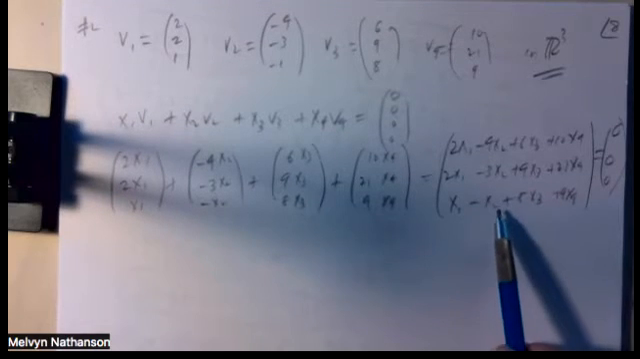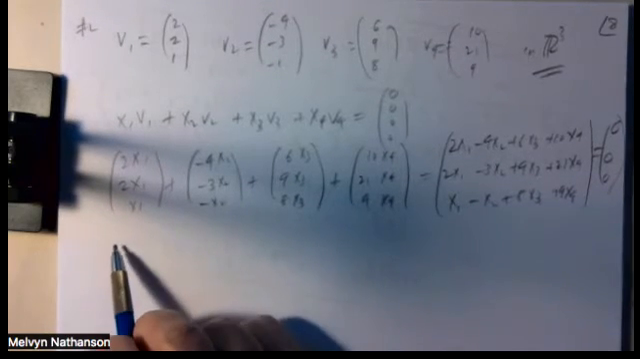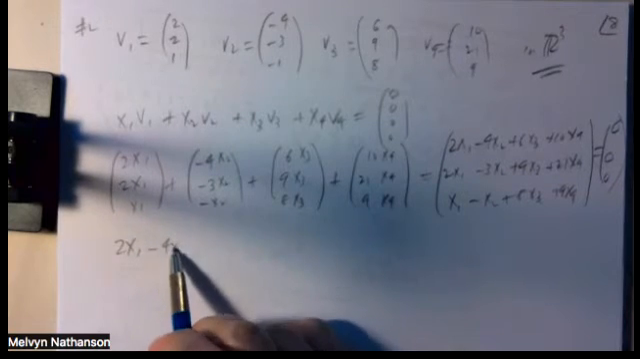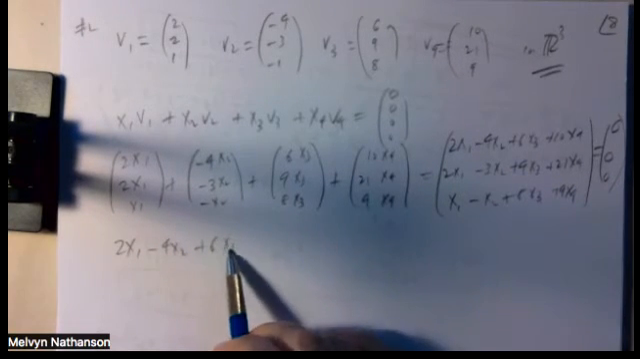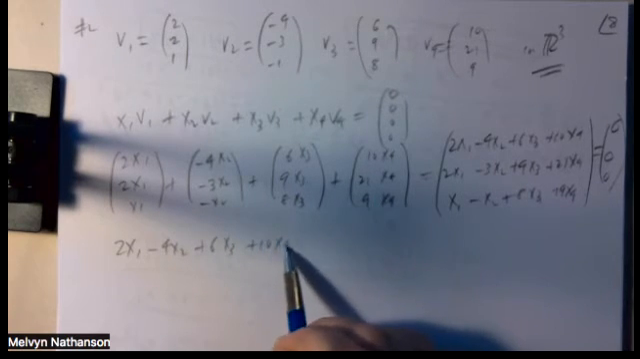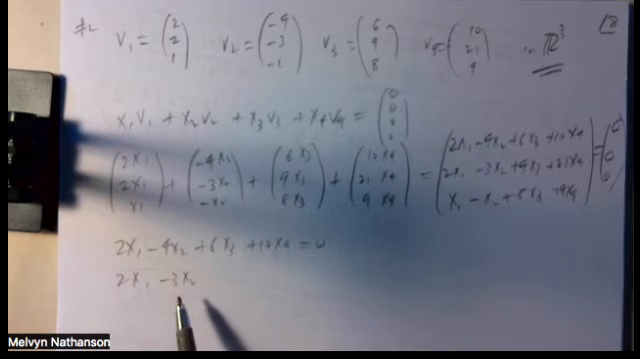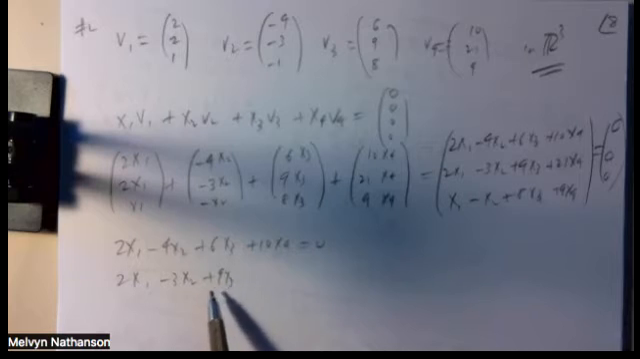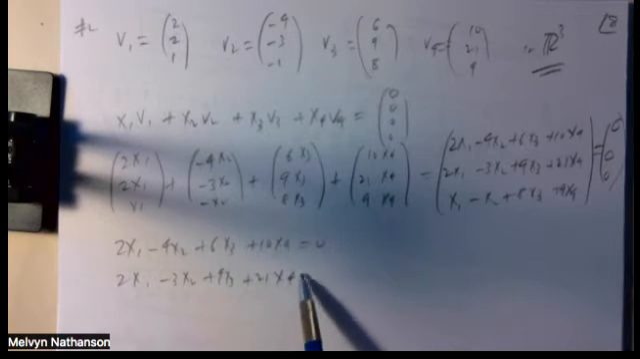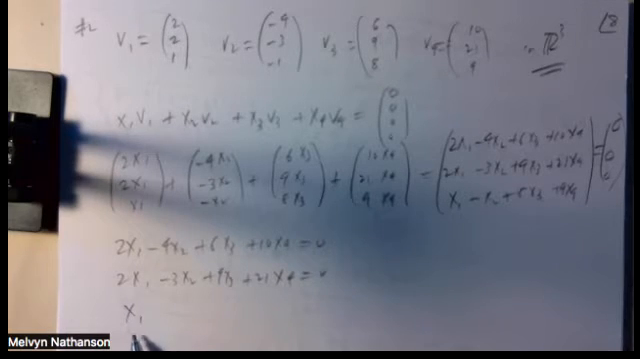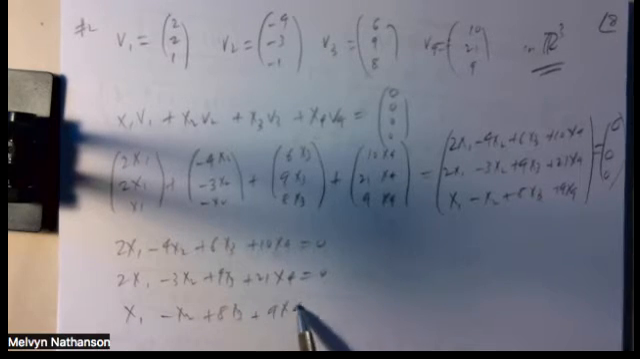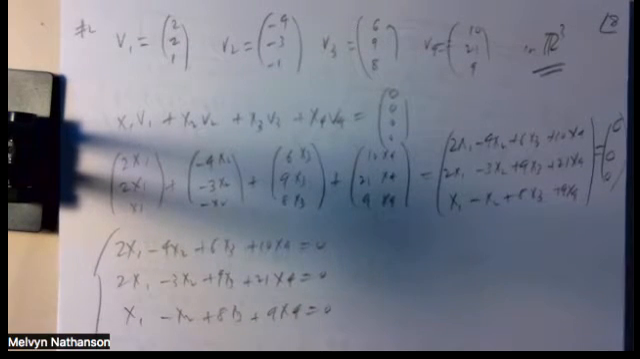So we have to satisfy 3 linear equations in 4 variables. 2x1 minus 4x2 plus 6x3 plus 10x4 equals 0. 2x1 minus 3x2 plus 9x3 plus 21x4 equals 0. x1 minus x2 plus 8x3 plus 9x4 equals 0. You have to find the solution of these 3 equations in 4 unknowns.